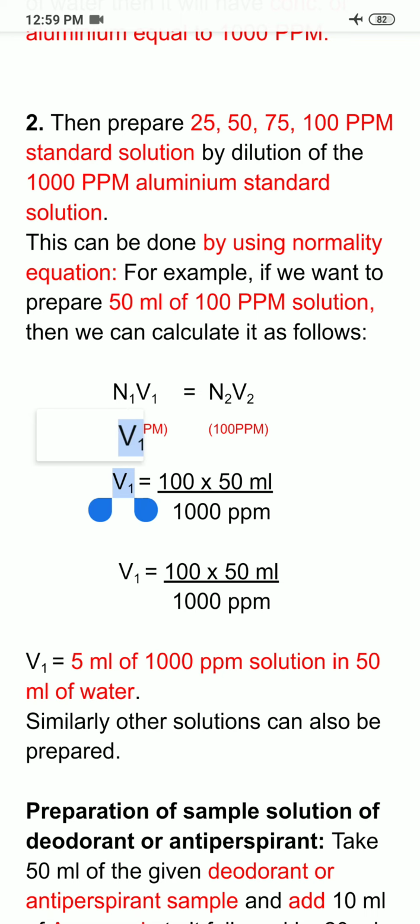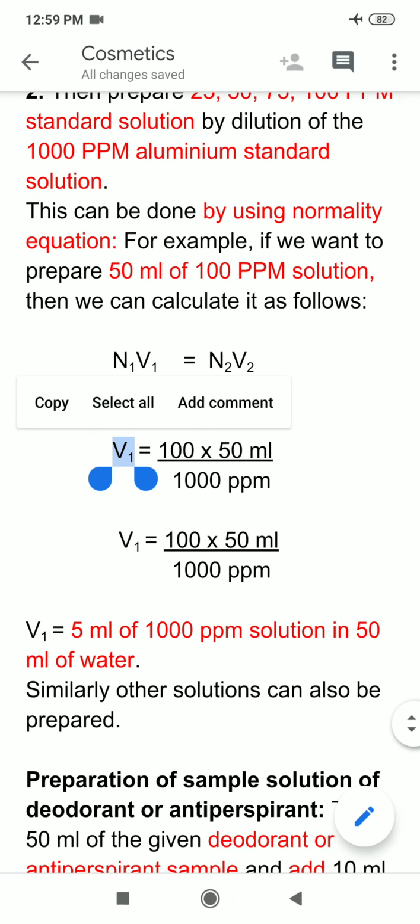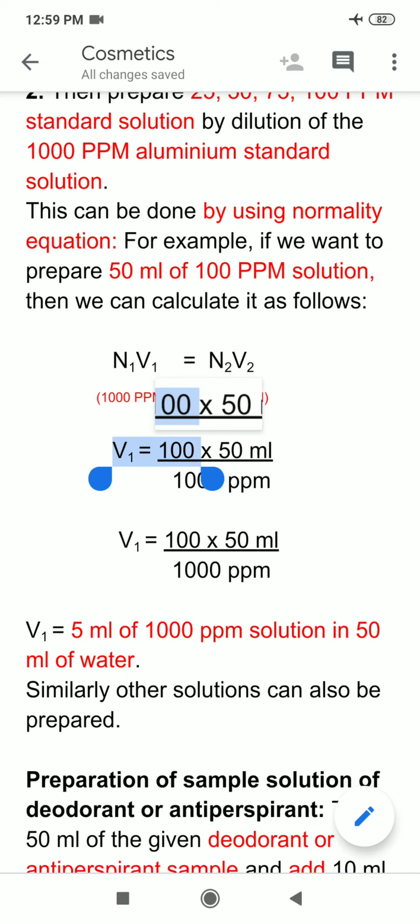From the equation N1 V1 is equal to N2 V2, V1 will come out to be equal to N2 V2 upon N1. Now, as I told you earlier, here I am not using normality, but as normality is also a way of representing concentration, and ppm is also a way of representing concentration, for the calculation purposes I am using the normality equation, but you can put concentrations in ppm.